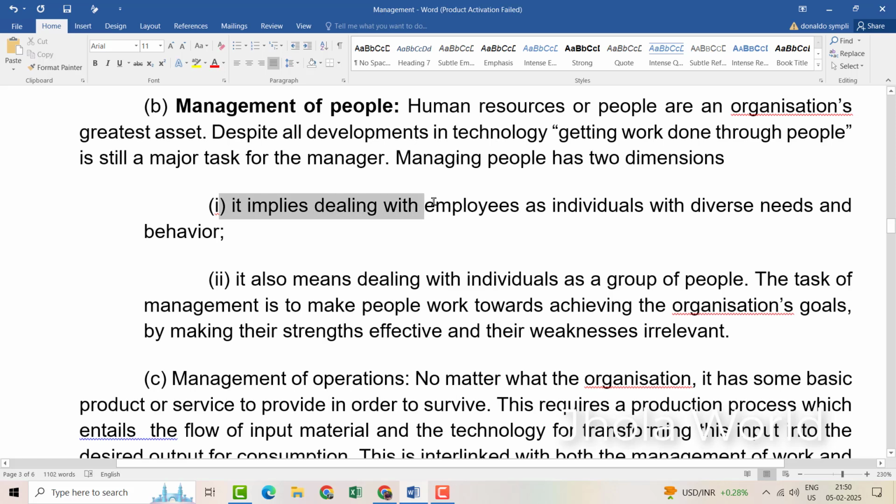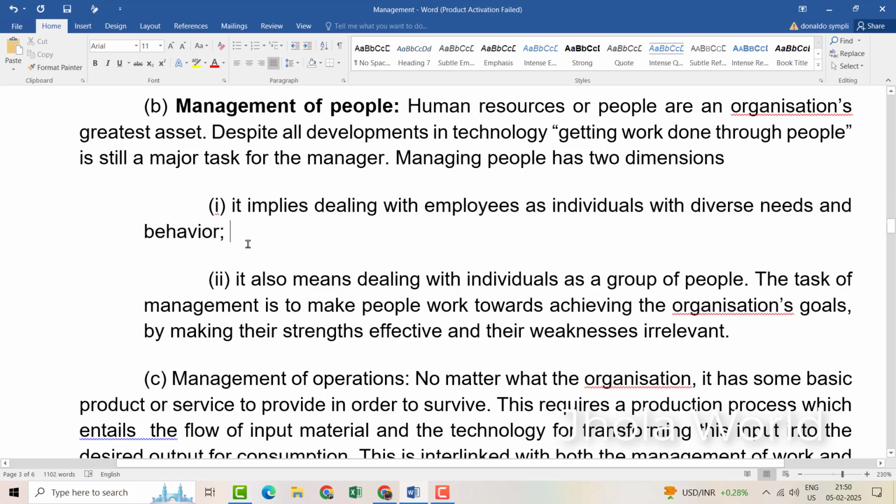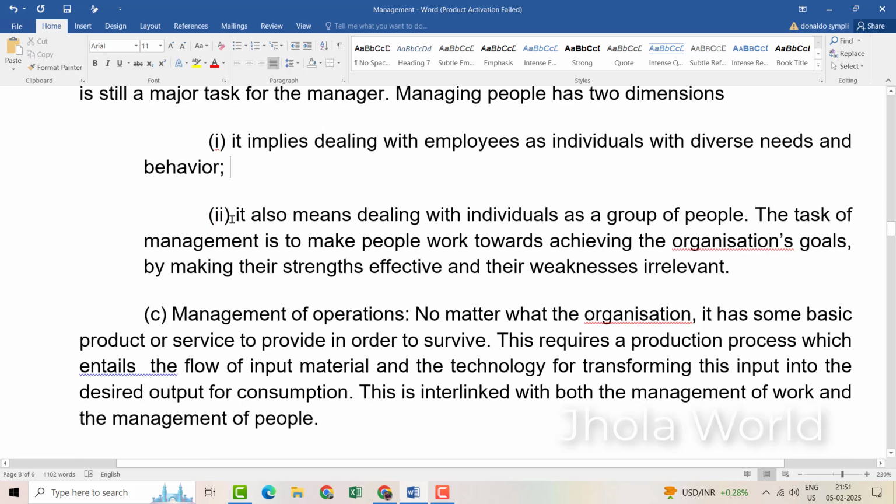It implies dealing with employees and individuals with diverse needs and behavior. With social media and all the technology, the diversity in the working environment is getting bigger and wider. Now there are more women, more young employees, Gen Z and Gen X and so on. So they are getting more and more diverse, from different backgrounds. People are reaching different places and they're working there. Then it also means dealing with individuals as a group of people.